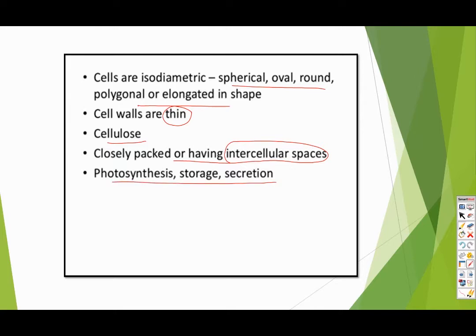So, I repeat again. Parenchyma shapes are spherical, oval, round, polygonal, elongated. The cell wall is thin. What is it made up of? Cellulose. Now they do have intercellular space and function, what is it? Photosynthesis, storage and secretions. Secretions can be like tannins, resins, all those are secretions. Now this is how it exactly looks from the microscopic view.